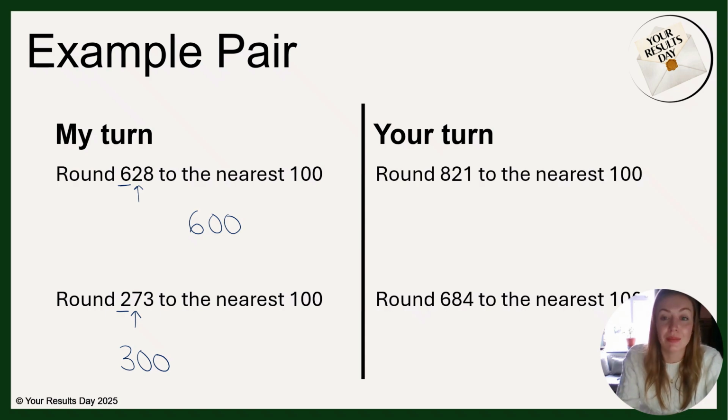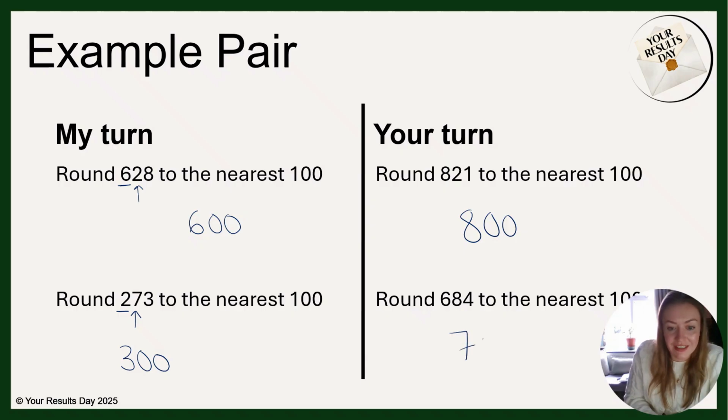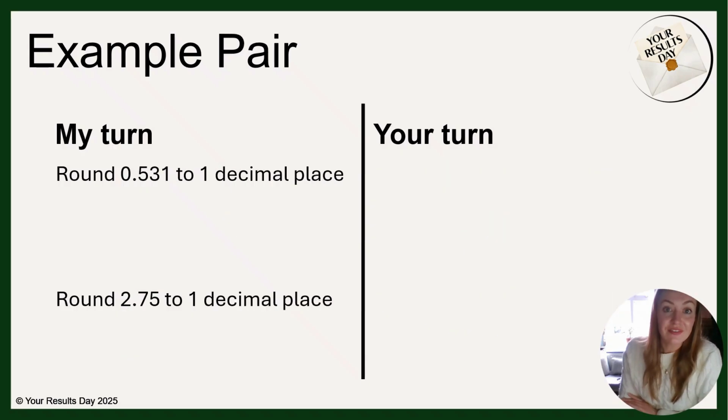Pause the video and hit play when you're ready to see the answers. 821 to the nearest 100 is 800, and 684 to the nearest 100 is 700. And then we have decimal numbers, rounding to decimal places.